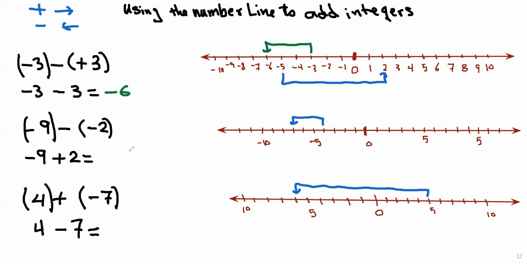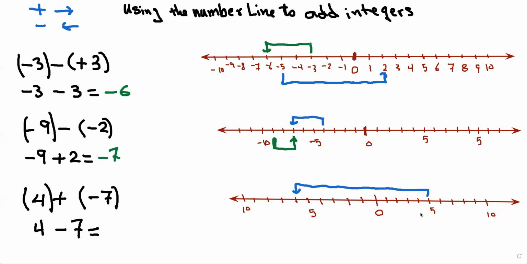Now, how about this? This starts at -9. So -9 is right here. That's my starting point. And then you're adding 2. That means you move right 2. So that's 1, 2, and that's your answer. So that takes you to -7.